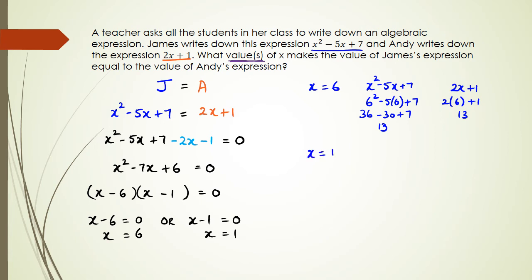And when x equals 1, I try it again, x squared minus 5x plus 7. So I've got 1 squared minus 5 times 1 plus 7. So I'm going to get 1 minus 5 plus 7, which is 8, and 8 minus 5 is 3. And if I do 2x plus 1, I've got 2 times 1 plus 1, which also equals 3.